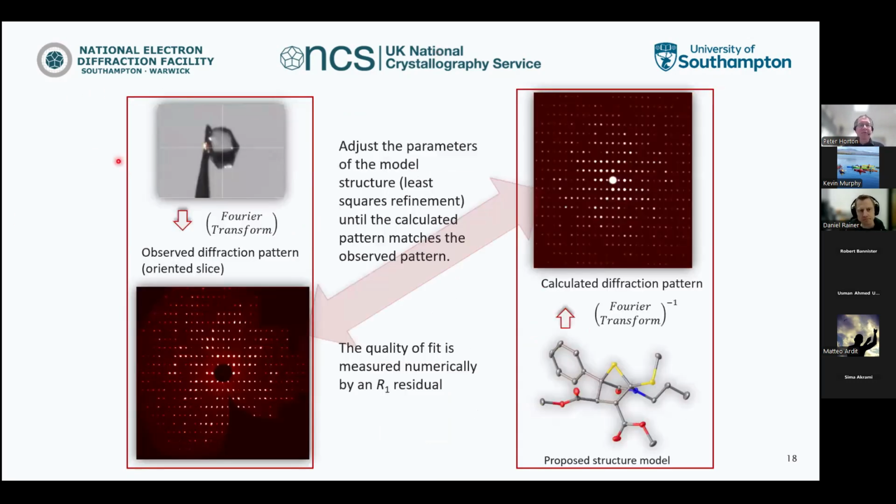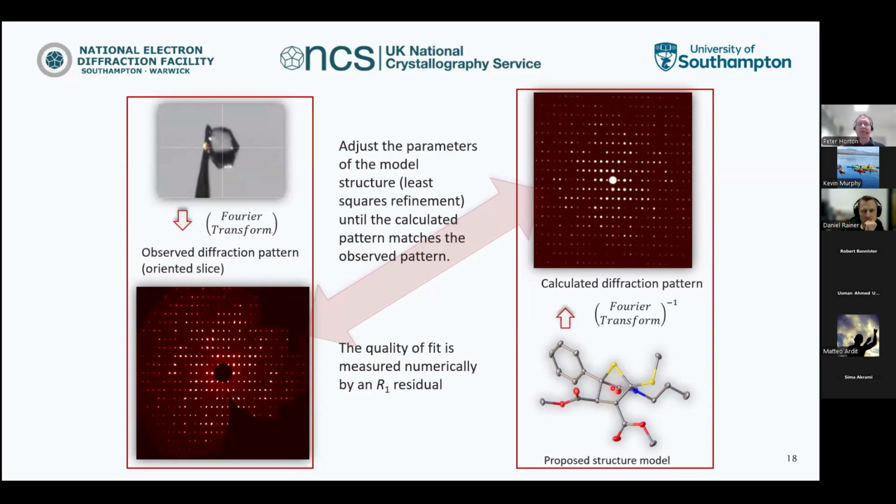We have our crystal. We get our observed diffraction. This is a slice. And this works. So this is what we actually do. This is our experiment. Now, if you have a crystal structure, the inverse Fourier transform will allow us to calculate a diffraction pattern. And that is very trivial, simple to do. In fact, it happens all the time. The one thing we can't do directly is take this pattern and calculate the structure.